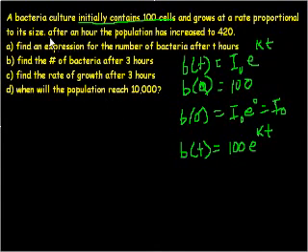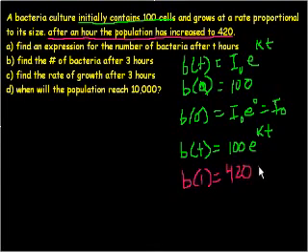So this tells us that after an hour, the population has increased to 420. So b of 1 is equal to 420, which is also equal to 100 e to the kt. What's t at b of 1? t is 1, so e to the k. So 420 is equal to 100 e to the k.